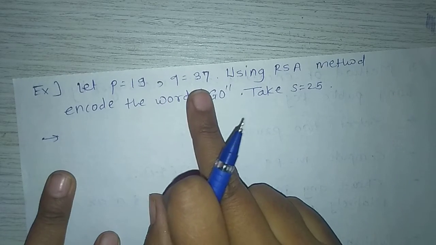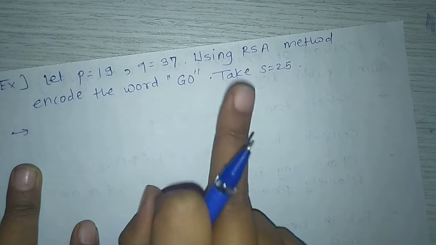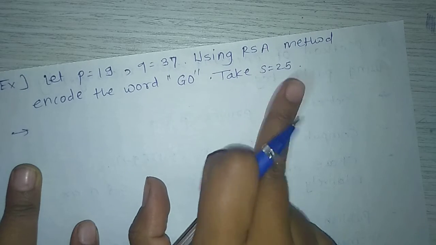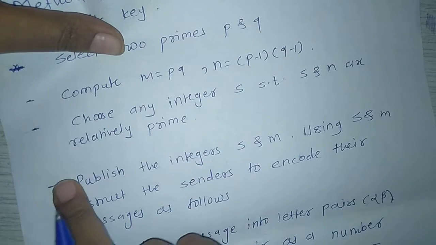Let P equal to 19, Q equal to 37. Using the RSA method, encode the word "go". Take S equal to 25. First, in this method, compute M equal to P into Q, N equal to P minus 1 into Q minus 1.